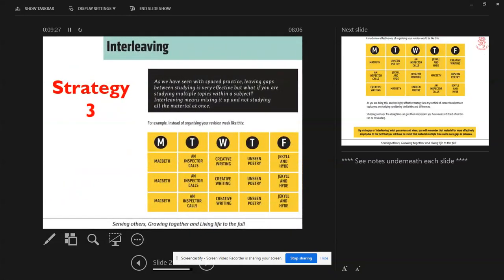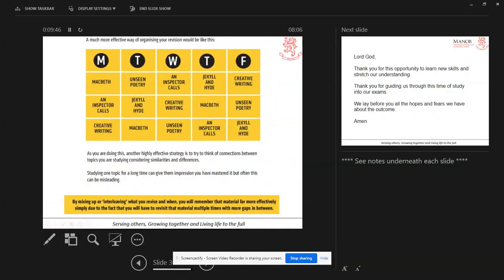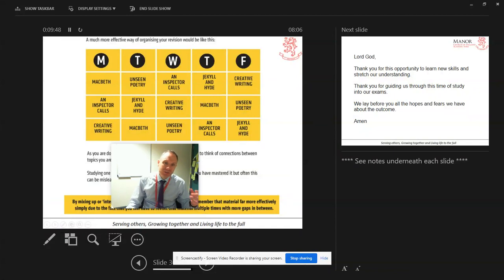Okay, next bit and final bit is interleaving. That is an example you see in front of me that is a bad strategy, whereby you're revising English, for example, Macbeth, and you revise the same topic on the same day. Instead, what you should do is try and interleave it. What that means is mixing up your revision. So you might do a bit of Macbeth, Inspector Calls, go back to something else. That's why I've encouraged you on the bottom of your revision plan to write out your subjects. So you might do English, then maths, then biology, then chemistry, and start to mix them up and mix and match.